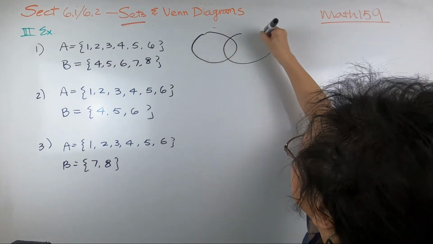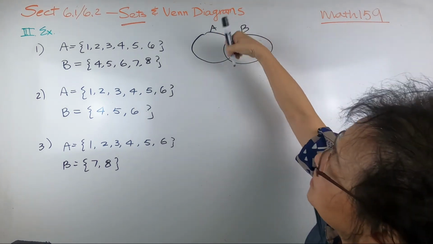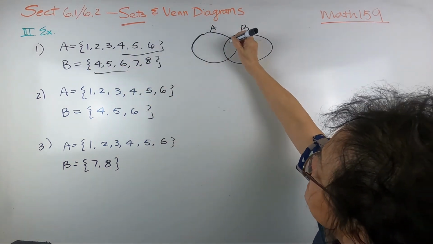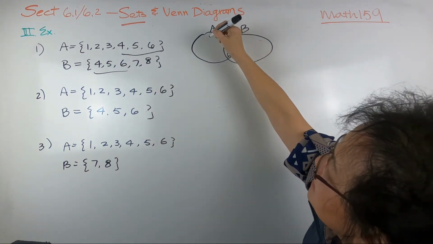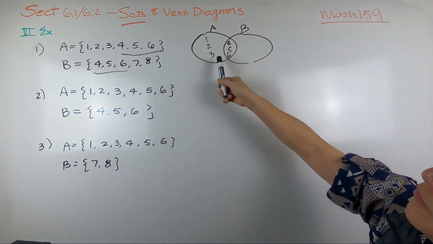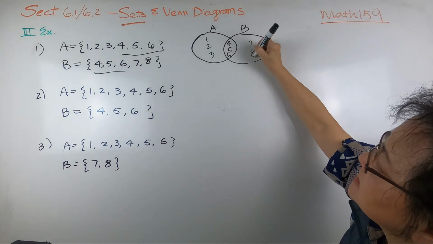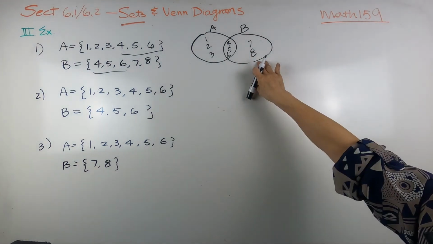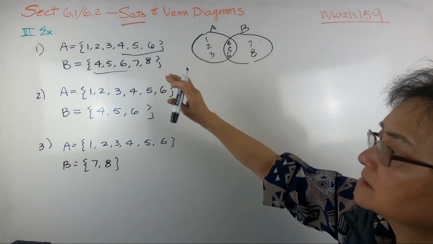That's A, that's B. So what do you think? You put it in the middle. 4, 5, 6 are the same, so you put them here, right? Then A, besides 4, 5, 6, has 1, 2, 3. B has what? 7, 8, right? That's how we see the sets with a diagram.